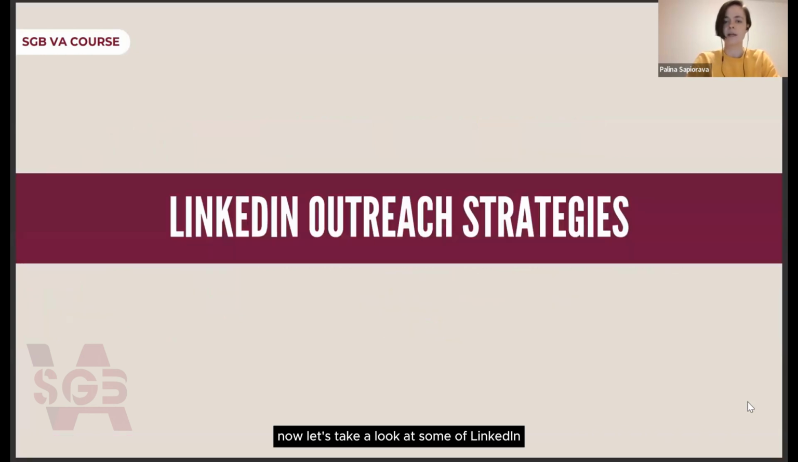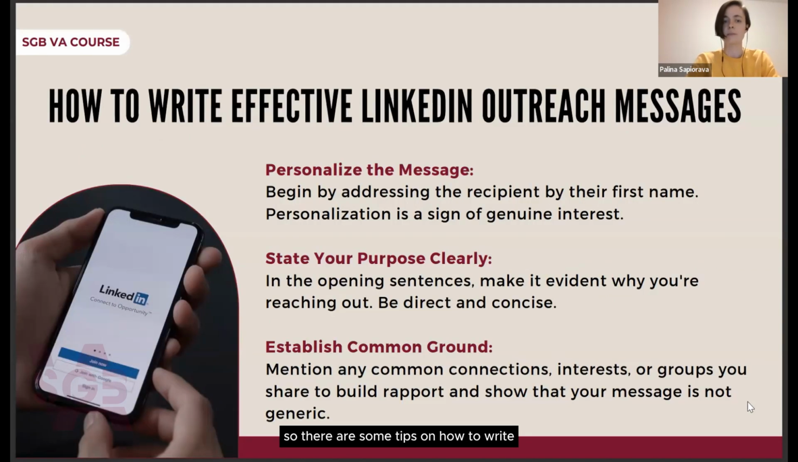Now let's take a look at some of LinkedIn outreach strategies. So there are some tips on how to write effective LinkedIn outreach messages. Again, personalize the message. Address the recipient by their first name because it's a sign that you're interested. Also state your purpose clearly, make it evident why you're reaching out. Establish common ground. Probably there are some mutual connections, interests, groups you both follow.